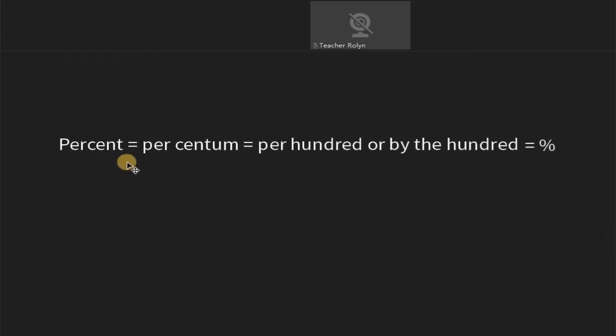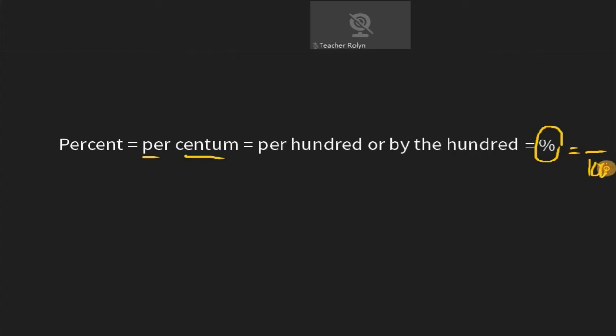Percent comes from two Latin words, that is per centum, meaning per hundred or by the hundred. In symbol, we have this percent sign. So that means if you see this symbol, we read this one as percent, meaning by the hundred, per hundred, or over 100. Okay?